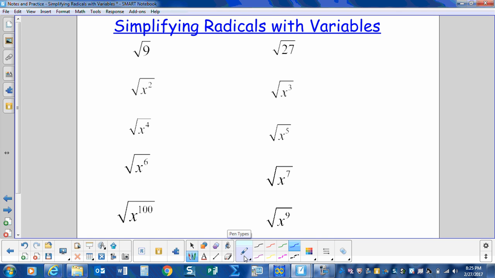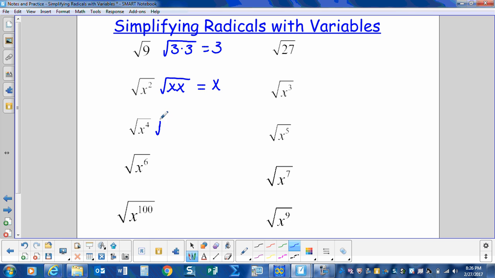Simplifying radicals with variables. Simplifying radicals with variables is similar to simplifying radicals with numbers. So let's take a look. So the square root of 9 we know is the square root of 3 times 3. There's one pair of 3's, so the square root of 9 is 3. So the square root of x squared, well, the square root of x squared is x times x. There's one pair of x's under the radicand, so the square root of x squared is x.